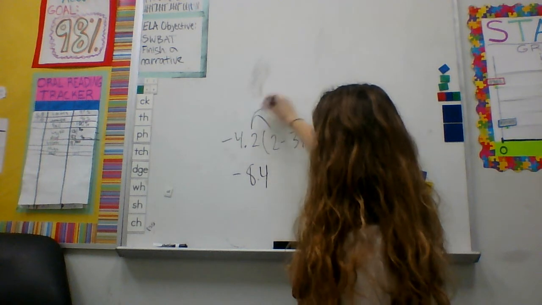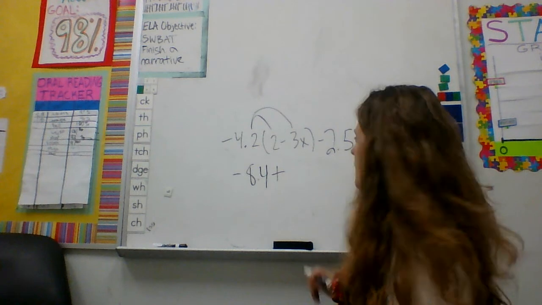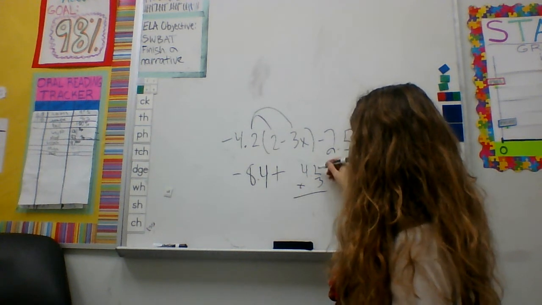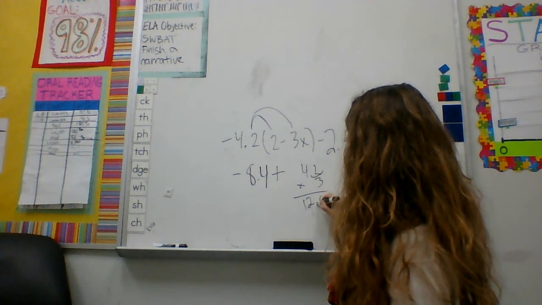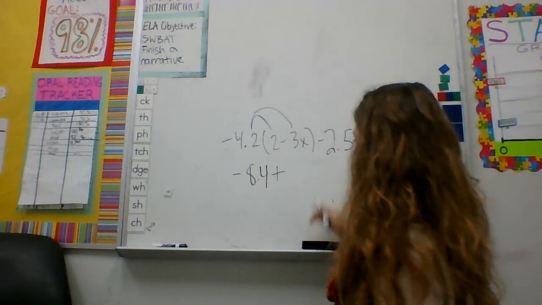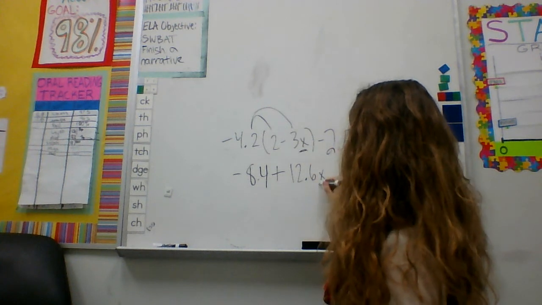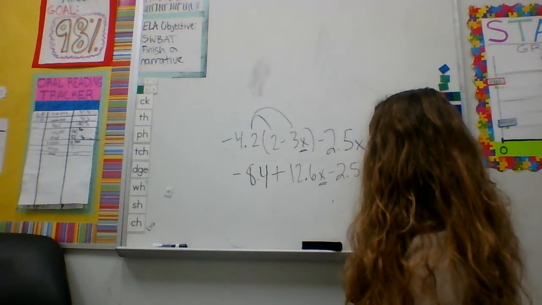And then we also need to distribute times the second one. So a negative times a negative will give me a positive. And I have 4 and 2/10 times 3. 3 times 2 is 6. 4 times 3 is 12. The decimal point goes right here. So it's 12 and 6/10. And now we have to be careful to not forget this x. And the last thing is negative 2 and 5/10 x.